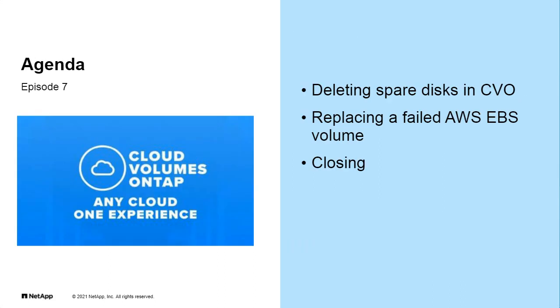Today, Nick's going to be talking about deleting spare disks in CVO, and also replacing a failed AWS EBS volume. And then I will close it out with some information regarding the webinars and some upcoming events. So with that, I'm going to pass it on to Nick.